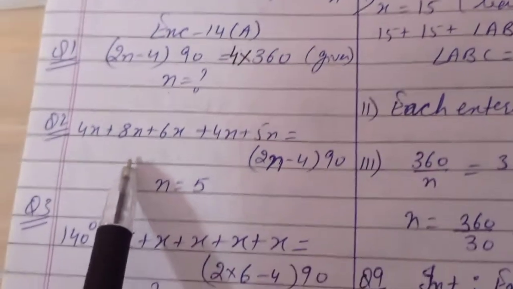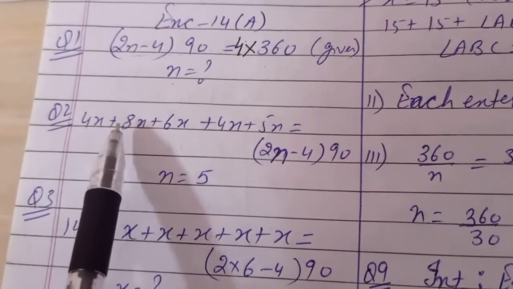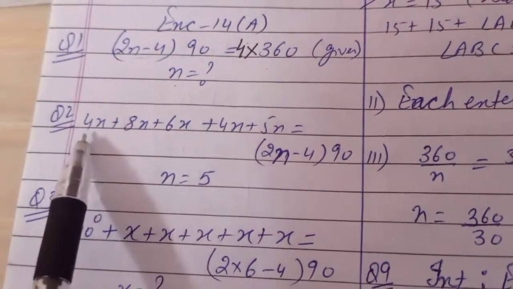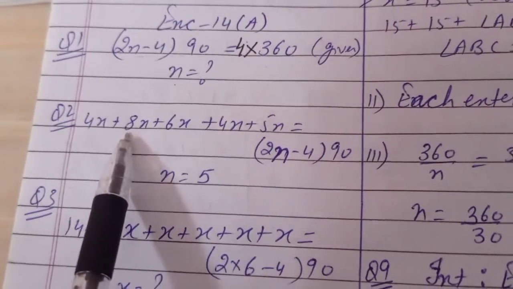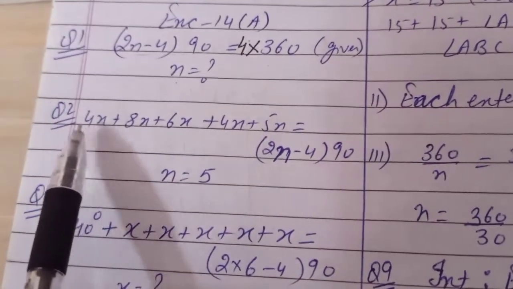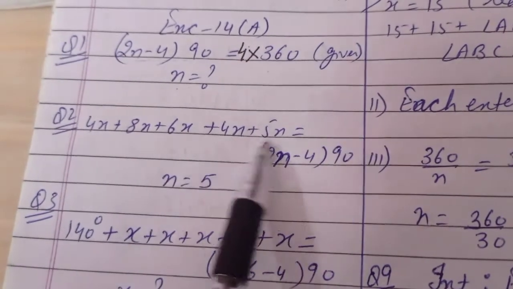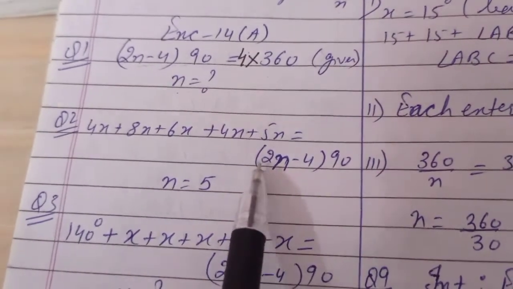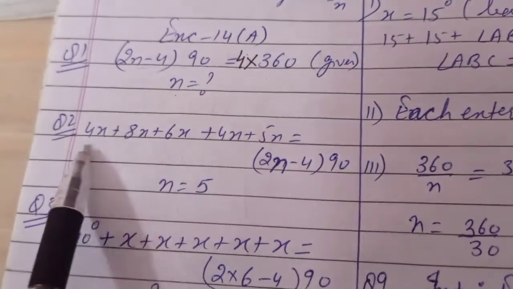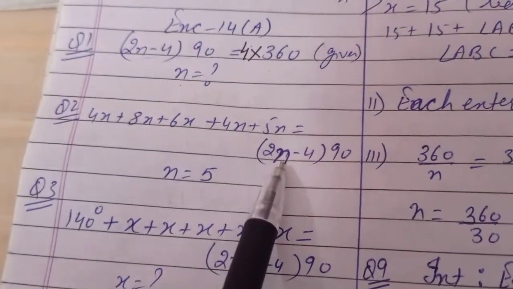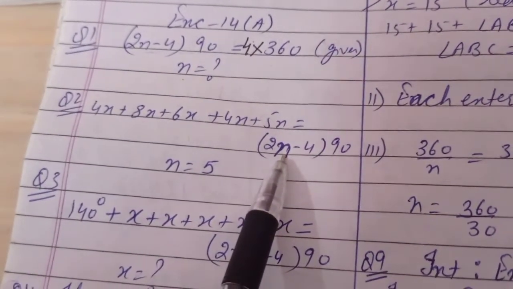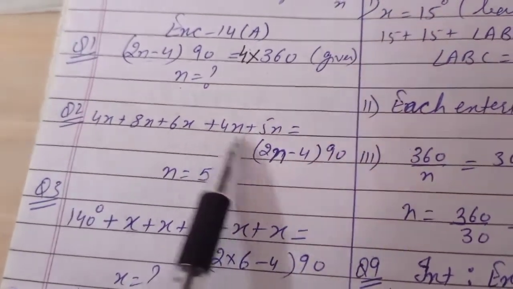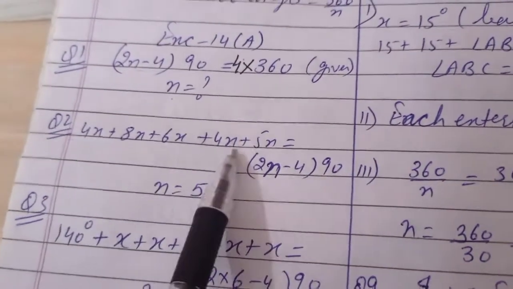Second question: the angles of a pentagon. Pentagon means a 5-sided figure, so it will have 5 angles. The ratio is given as 4 : 8 : 6 : 4 : 5. We take 4x, 8x, 6x and so on, and add up all the angles, which is equal to the sum of interior angles, (2n minus 4) into 90. Here n is 5, because it is a pentagon, so the number of sides is 5. Put the value 5 here and you can find the value of x. After finding x, each angle can be found very easily.